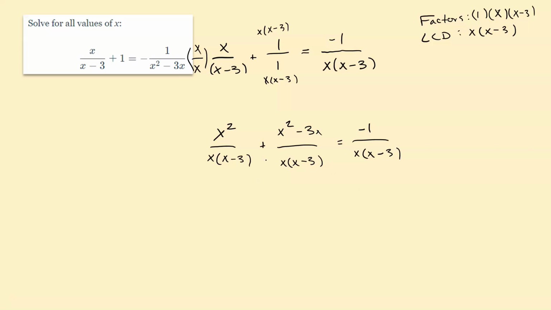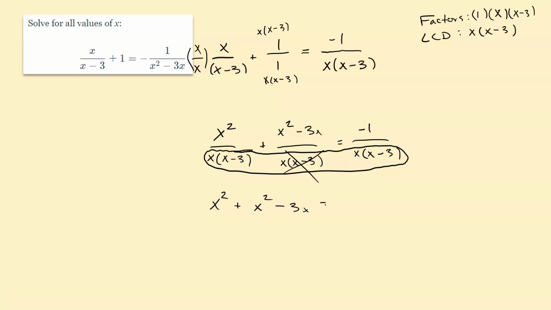And like I said before, once you have your common denominator, which we do, all the denominators are x times x minus 3, we can go ahead and ignore that and solve the equation just looking at the numerators. So x squared plus x squared becomes 2x squared minus 3x equals -1. So this is a quadratic. I got to add the 1 to the other side. And so now to solve it, I need to factor, set each factor equal to 0, solve for x. So I'm going to go ahead and do that now.